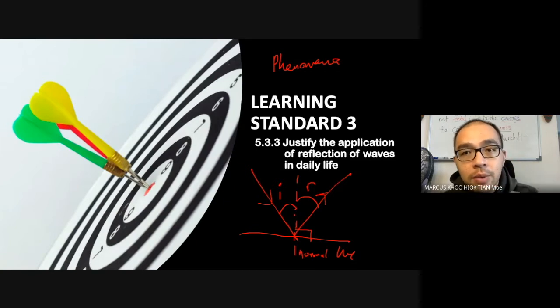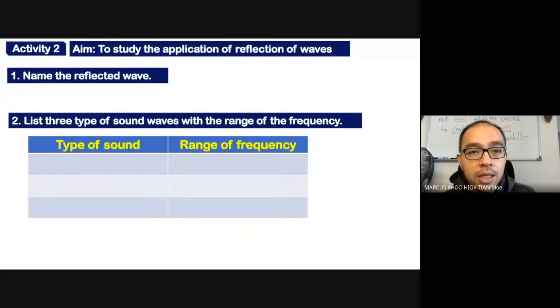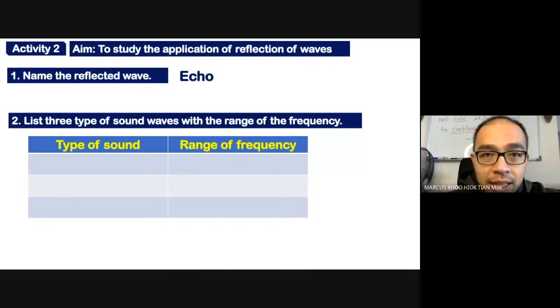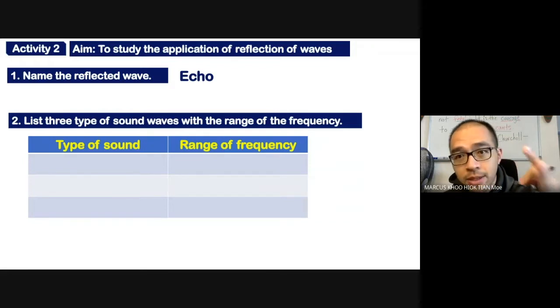So we're going to begin our class today by looking at a few applications of reflections of waves in our daily life. So here is the first one. One of the applications of reflection of waves happens in an echo, like we saw last week. We saw on Monday, if you shout inside a canyon and then suddenly you hear your voice back, it's not because there's somebody else on the other side that's shouting back at you, but because it is an echo. And so there are three types of sound waves that are within a range of frequency that is able to be reflected.